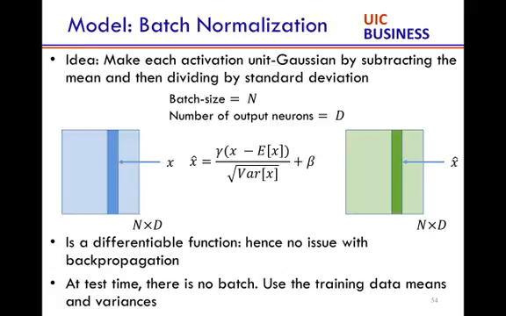And also at test time, there is no concept of batch because I'll just have one image, right? So at test time, I will not have this expectation of x and variance of x because I will not have a batch. Then I can just use the training data means and variances. That's just a hack between training and test. But otherwise, I can get this expectation of x and variance of x, right?